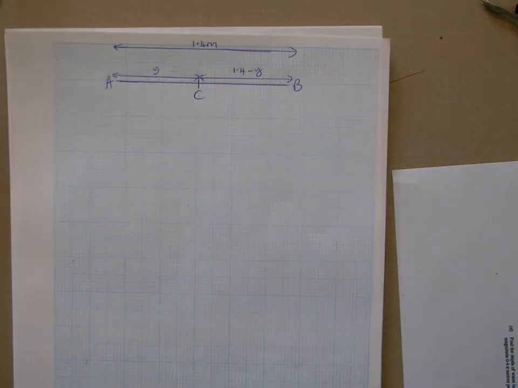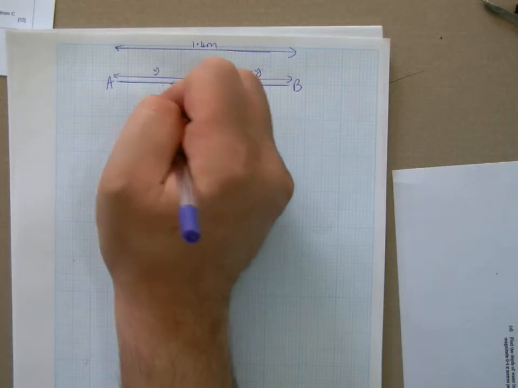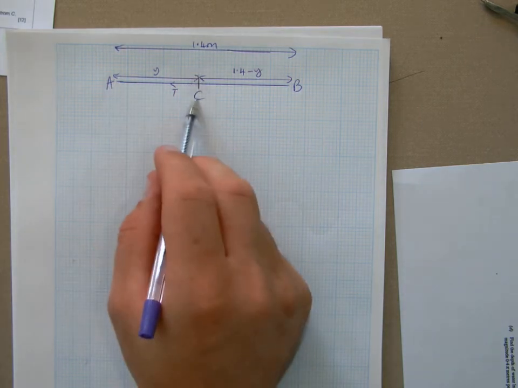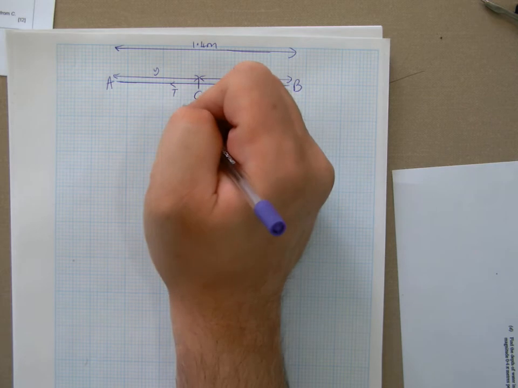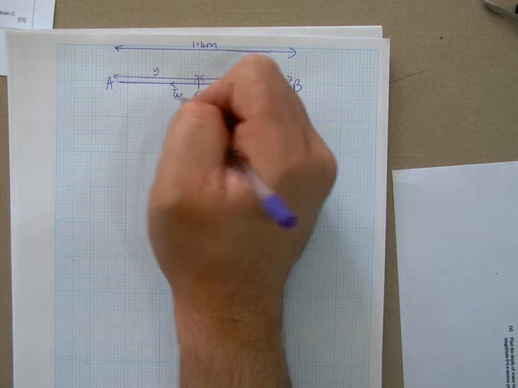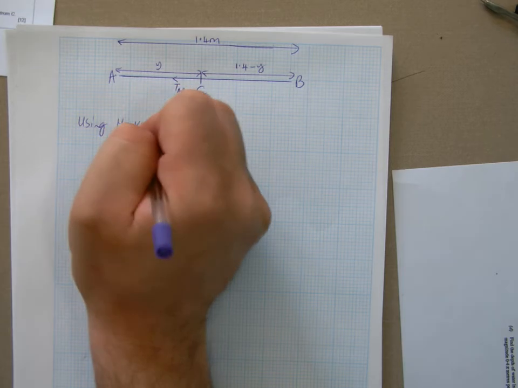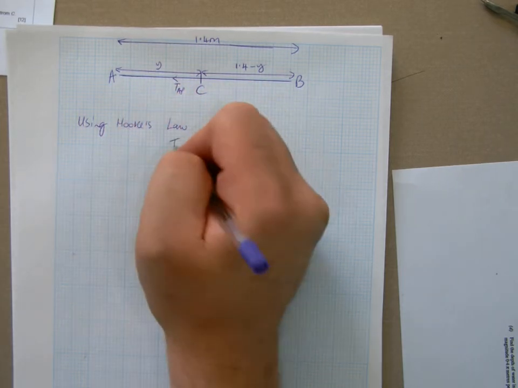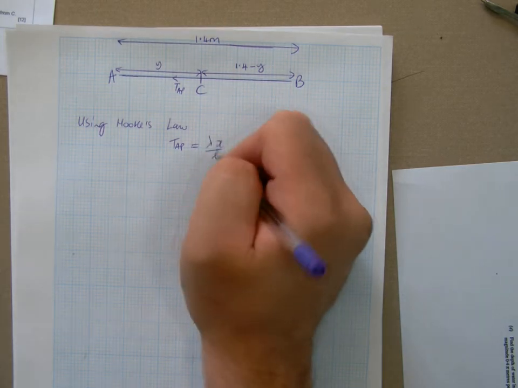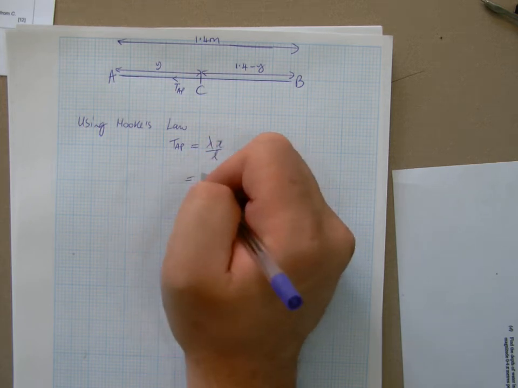So if we look at the tension created in the spring A to P, joining A to the particle P at point C, we'll call that tension AP. Using Hooke's law, tension AP will equal lambda x over L, of course. That's the general formula. Now, lambda for that spring, it says, is 15.